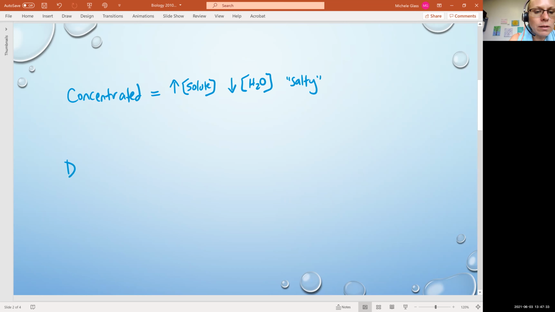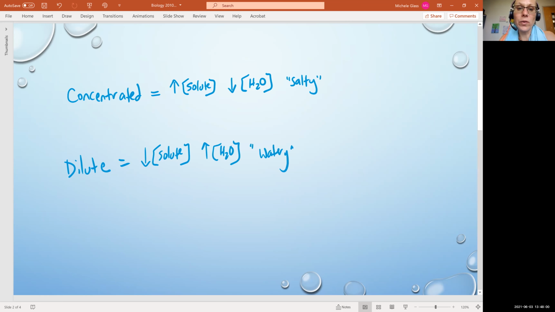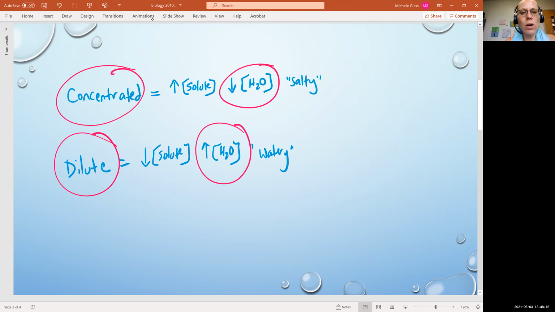If a solution is dilute, it's the opposite, right? So think of, ooh, this coffee is too dilute, meaning I didn't get the ratio of my coffee and my water right, and I would call it watery, right? And so in this case, I have a low solute concentration and I have a high water concentration. So something that's dilute, we can think of as being watery. Something that's concentrated, we can think of as salty. And so paying attention here, what we should see is that something that's dilute has a lot of water in it. Something that's concentrated has very little water in it.